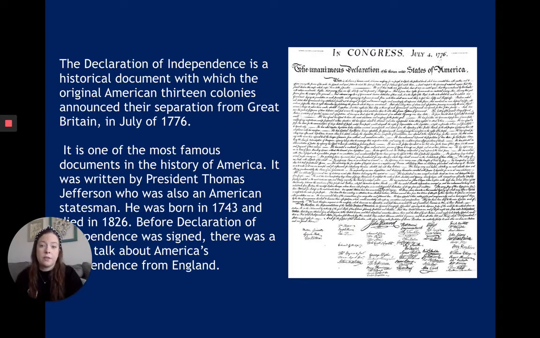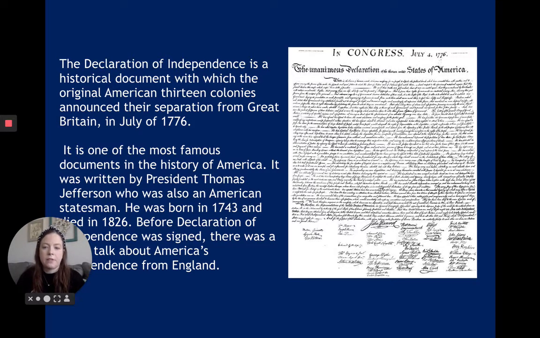So the Declaration of Independence is a historical document with which the original American 13 colonies announced their separation from Great Britain in July 1776. That's an important date. It's just a date you always should remember. It is one of the most famous documents in the history of America. It was written by Thomas Jefferson, who was also an American statesman. He was born in 1743 and died in 1826.